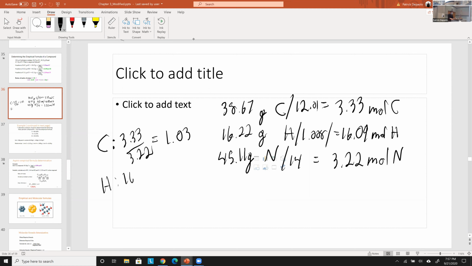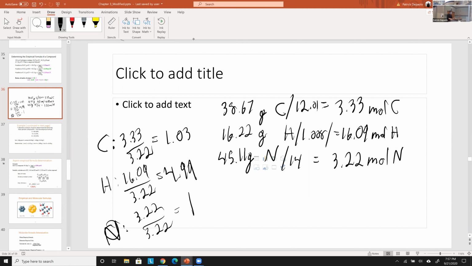Next one, hydrogen. So you're going to have 16.09 divided by 3.22, and that should equal around 5. But what is it exactly? 4.99. Good. And then nitrogen is just going to be 1. It's 3.22 divided by 3.22, it's going to be 1.